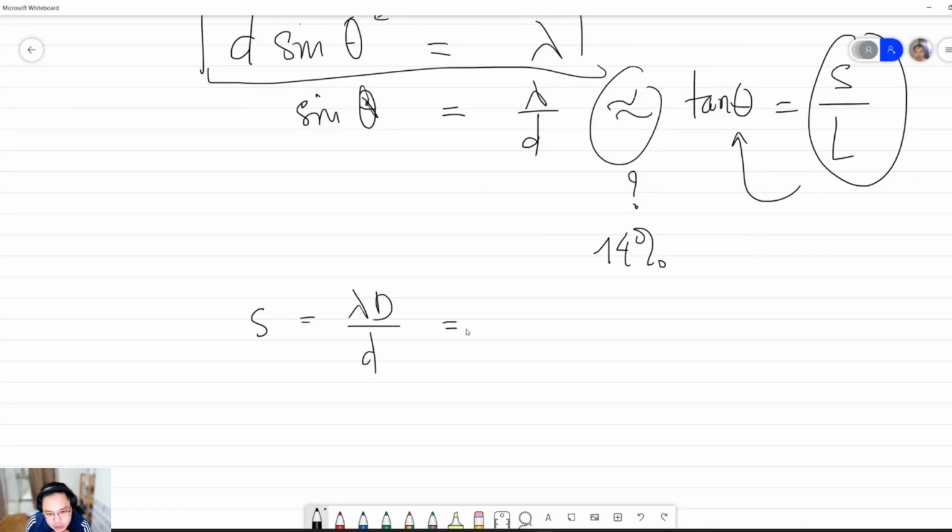So it is lambda times small d over big D, okay, this is slit separation. Lambda over D is calculated. Obviously we can replace the letter D here by L. Okay, lambda over D, this ratio is 0.0034.